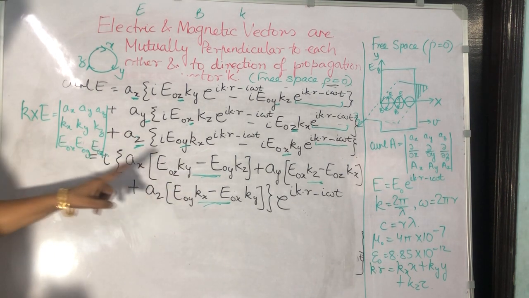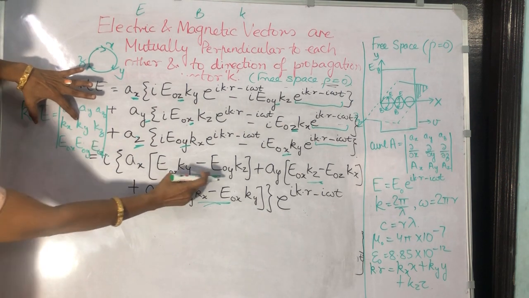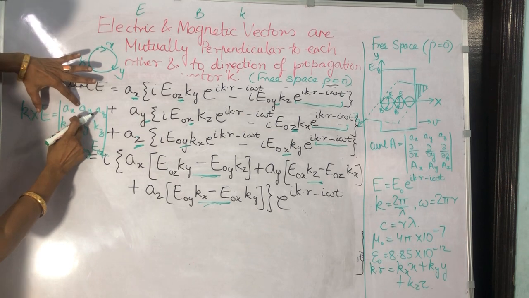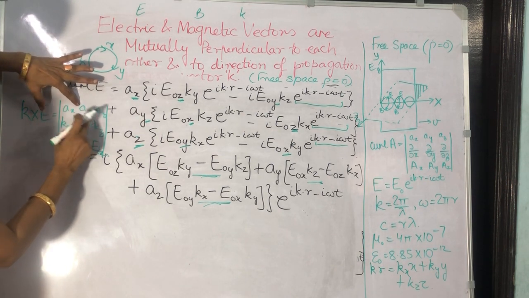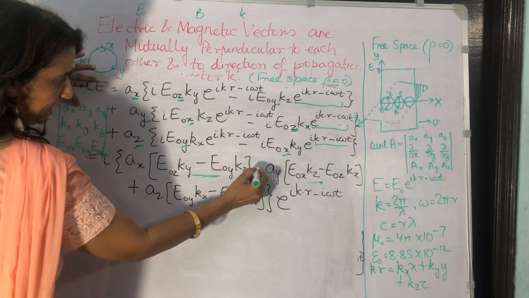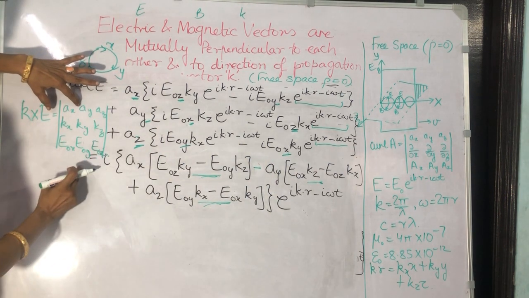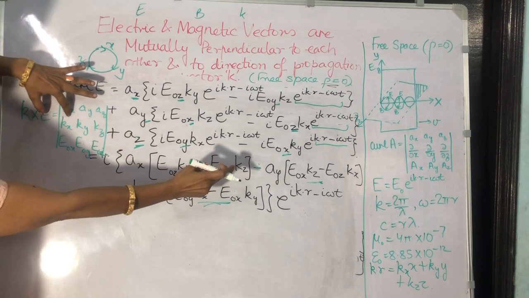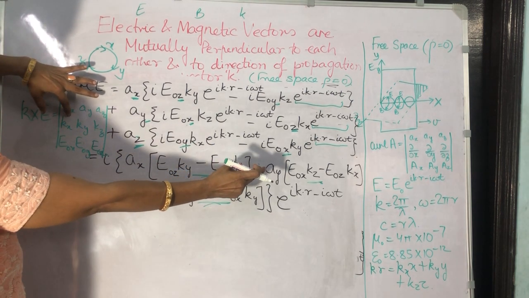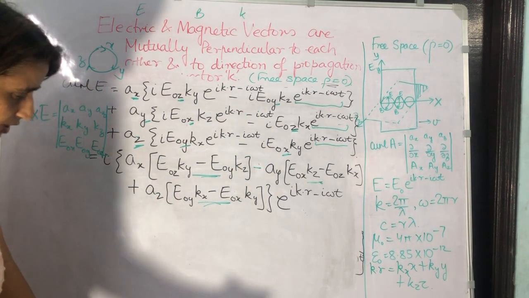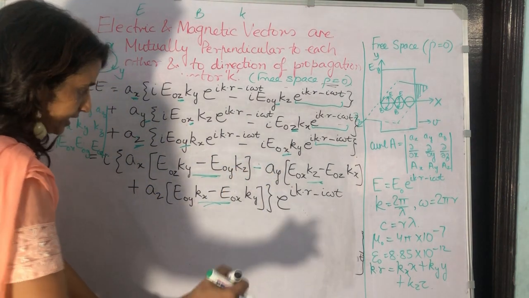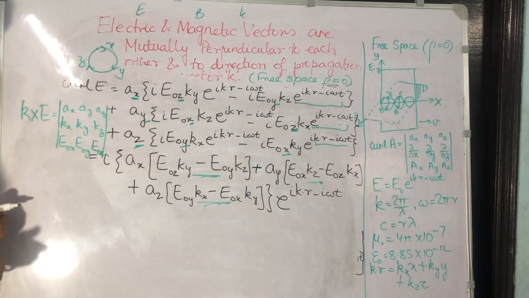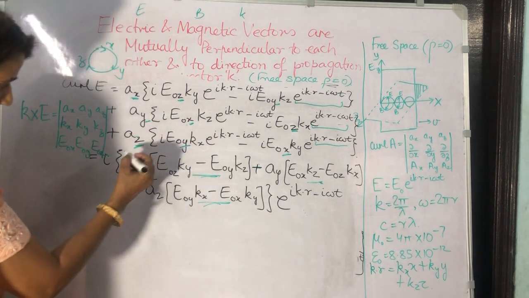If I simplify, see, E naught Z into KY minus E naught Y KZ, then AY, it will be minus here, minus AY is this much, E naught Z KZ. Wait a minute, no, it was correct. Inside I have changed the sign. So this becomes equal to this. Now I will simplify this expression further.